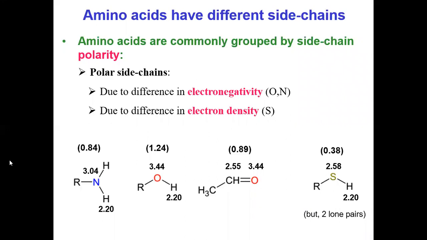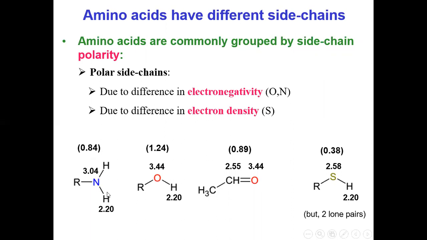And here we can see the units of electronegativity in each case. And above, we can see the difference in electronegativity between the nitrogen or oxygen and the other atom connected to it. So in all these cases, you can see that the electronegativity difference is above 0.8 units. And we consider this number as a threshold for polar molecules. If the difference between the more electronegative and less electronegative atom is above 0.8 units, then we consider the group to be polar.